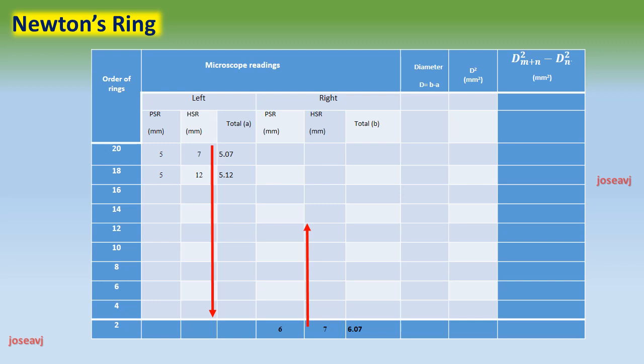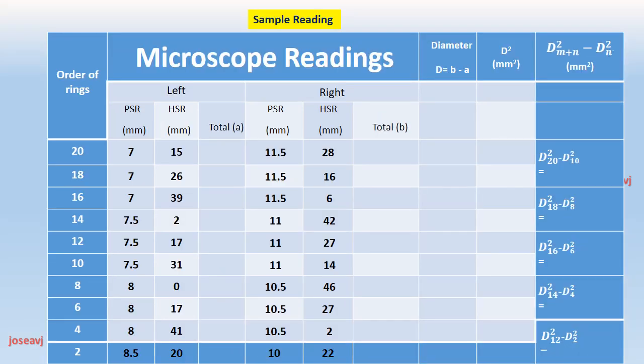When you tabulate right readings, the first reading should be written down, then the reading corresponding to fourth, then reading corresponding to sixth, and reading corresponding to 8th and so on, as indicated by the red arrow. Sample reading. Now we have the reading of left side and right side. Calculate the total reading using the formula: total reading is equal to PSR plus HSR into LC. Then find the diameter. Then find the squares of the diameter.